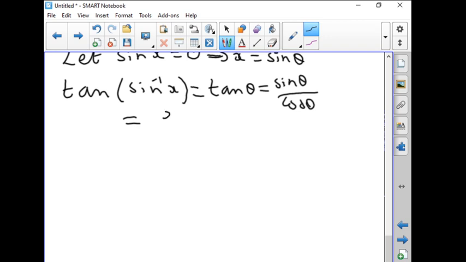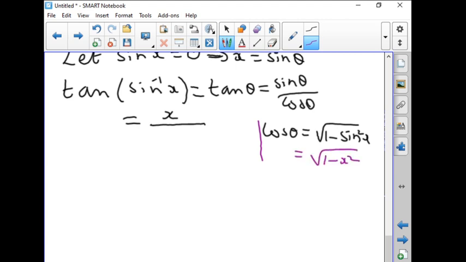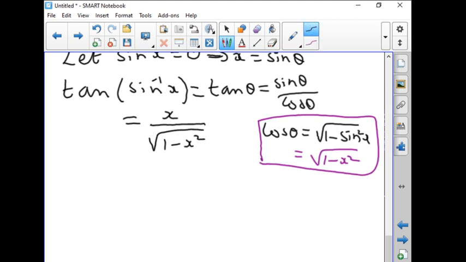Therefore sin theta can be written as x, and cos theta we know is equal to root of 1 minus sin square theta. Therefore, cos theta is nothing but root of 1 minus x square. So, tan of sine inverse of x is equal to x by root of 1 minus x square. So, we have proved this.